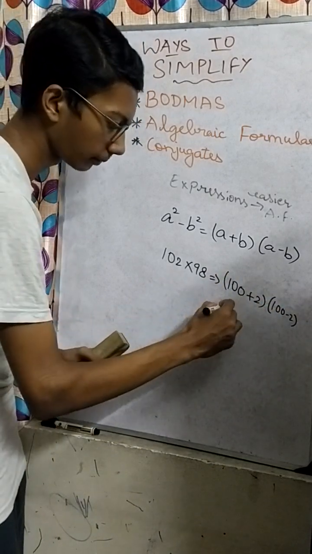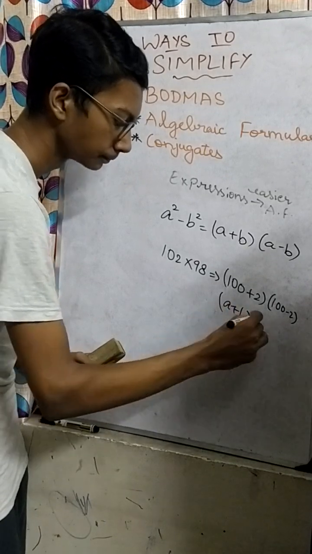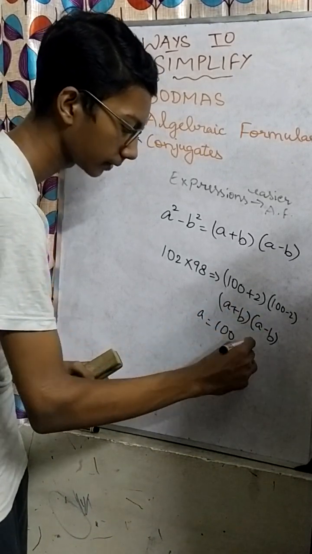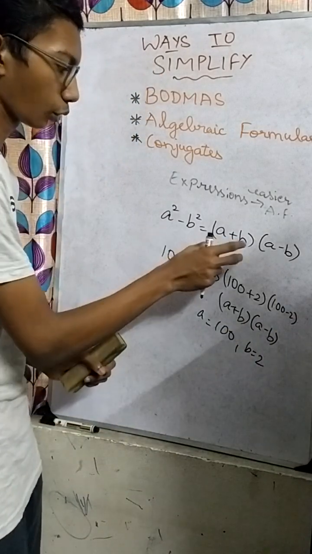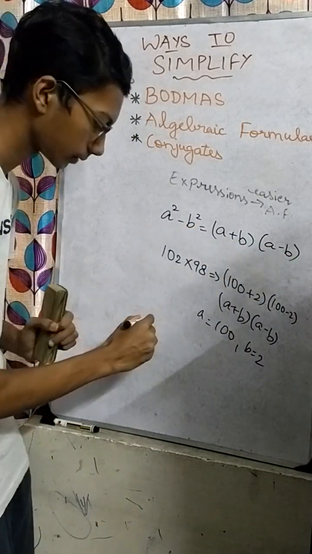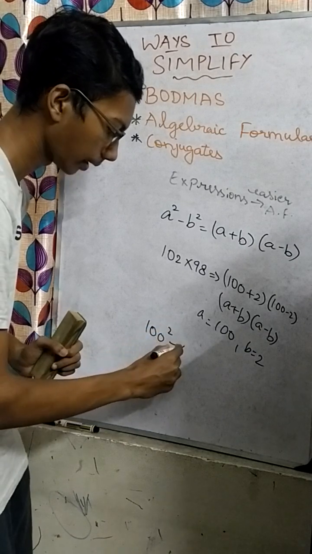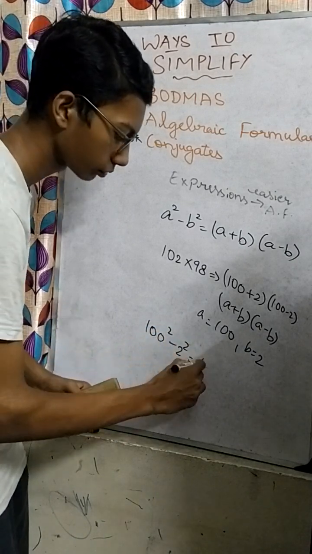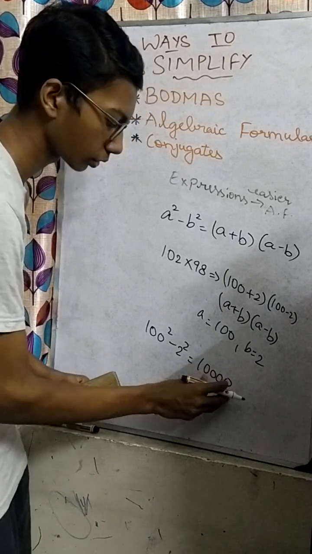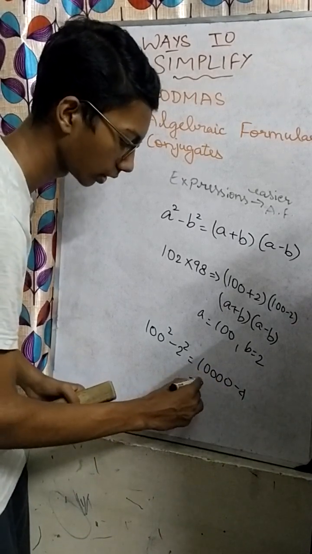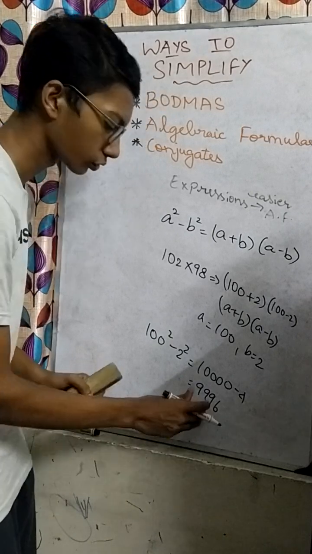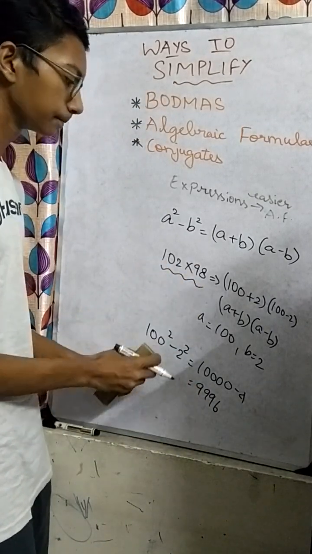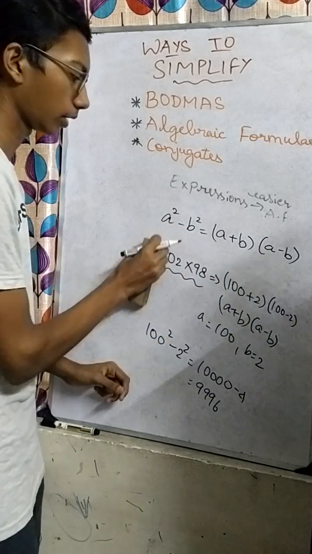So this is of the form (a plus b) times (a minus b), where a equals 100 and b equals 2. So (a plus b)(a minus b) equals a square minus b square, that is 2 square. So this will give 100 square, which is 10,000, minus 4. So we get 9996. So 9996 is the answer for 102 times 98. This is the most important formula you must know.